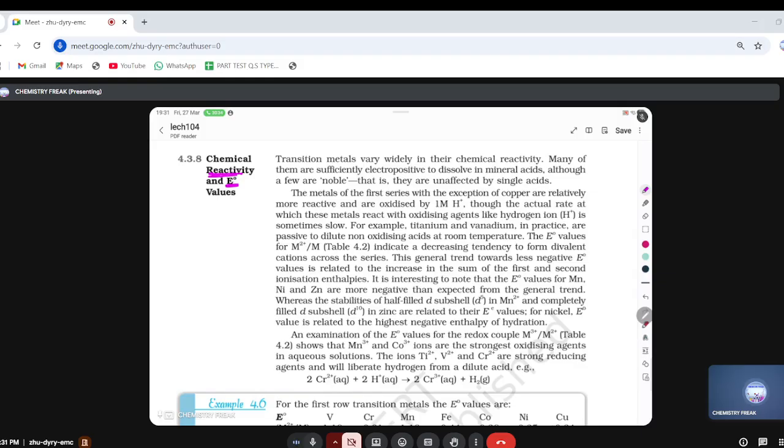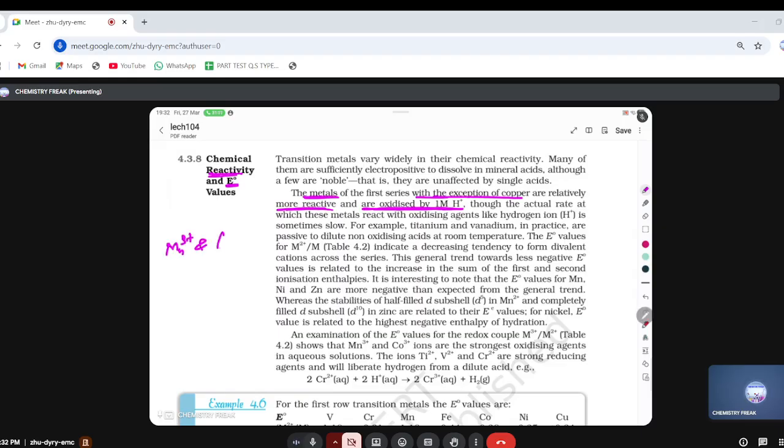There is a lot of relation between reactivity and this EMF. Okay? Except copper, all other metals are comparatively reactive. With the exception of copper, all the metals are more reactive, and they will react with acid and release hydrogen gas. Okay? Next thing.